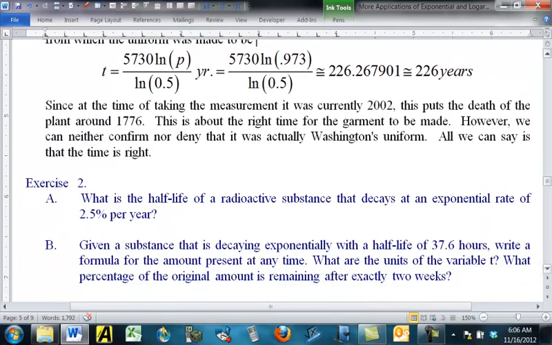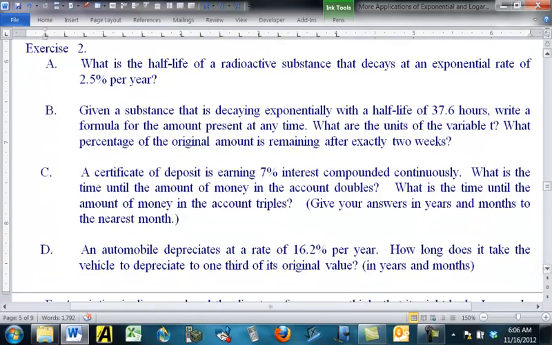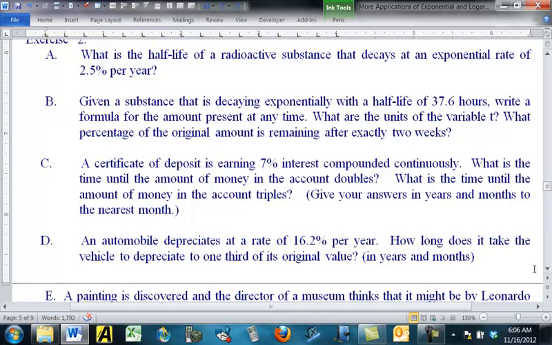All right, here are some exercises to leave with you. What is the half-life of a radioactive substance that decays at an exponential rate of 2.5% per year? Given a substance that is decaying exponentially with a half-life of 37.6 hours, write a formula for the amount present at any time. Think about your units. What kind of units do we have for our variable t? What percentage of the original amount is remaining at exactly 2 weeks? By the way, notice we got a unit problem there. Since the half-life is given in hours, the variable t is going to be measured in hours, but I asked for weeks here. So you have to do a unit conversion there.